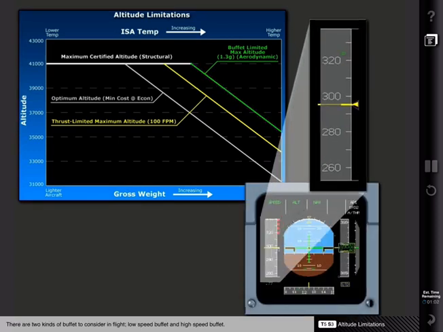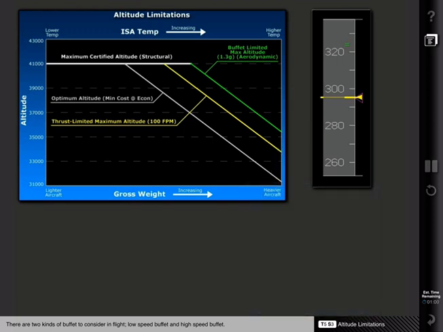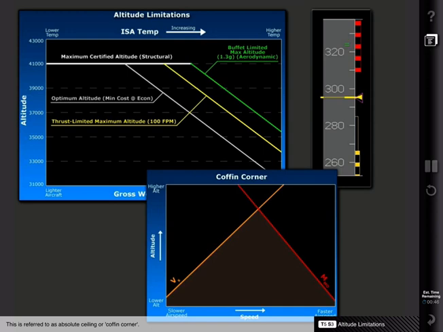There are two kinds of buffet to consider in flight: low-speed buffet and high-speed buffet. As altitude increases, the indicated airspeed at which low-speed buffet occurs increases, while the high-speed buffet speed decreases. This is referred to as absolute ceiling or coffin corner. At this ceiling, a reduction in airspeed results in exceeding the stalling angle of attack, resulting in low-speed buffet. An increase in speed results in exceeding MMO, potentially leading to high-speed buffet.